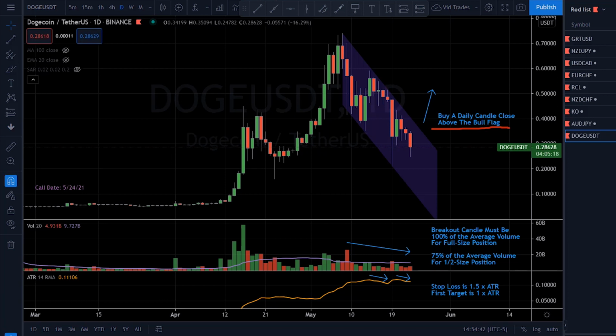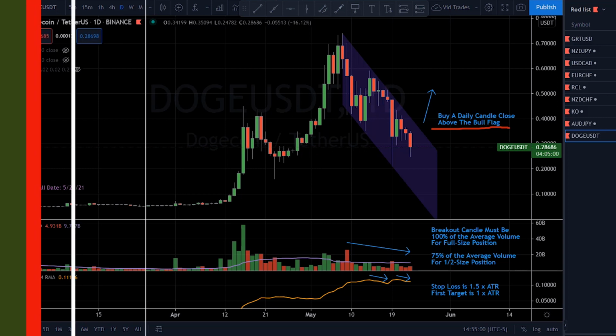If you get a candle close back in the flag after you enter the position, close the position and take the loss. Take half off for profit when it hits the first target and move the stop to break even on the remainder. Again, I'll take a maximum 2% risk on this trade. And that's today's setup on DogeCoin.